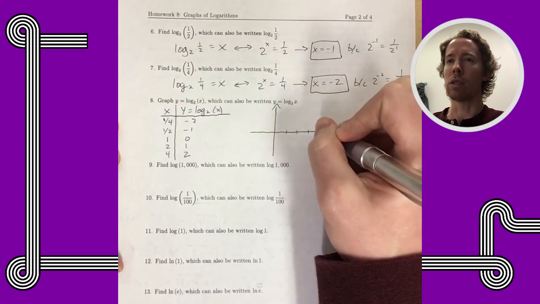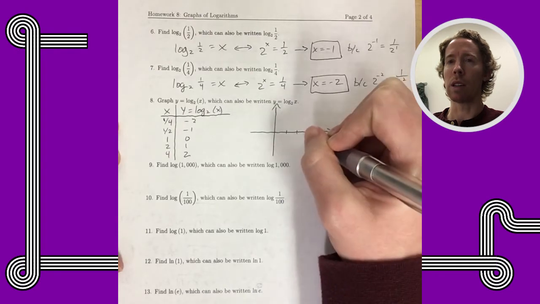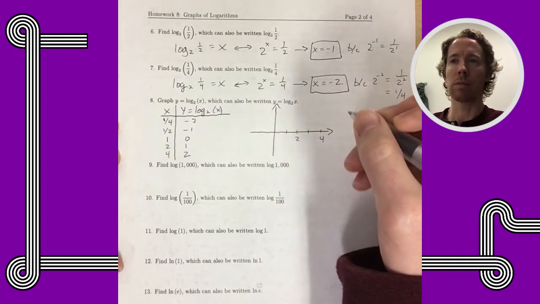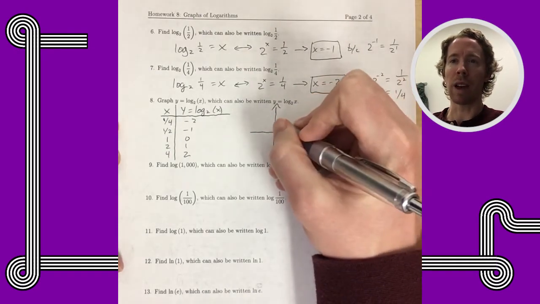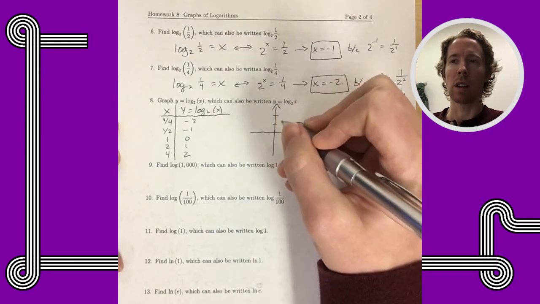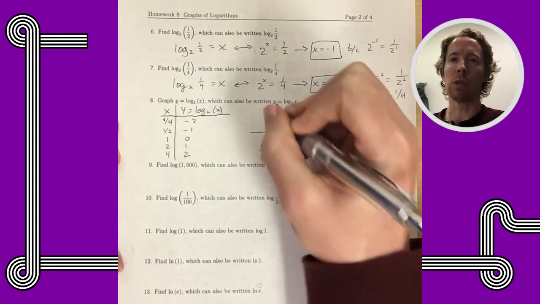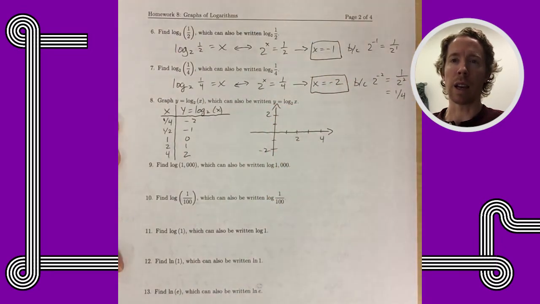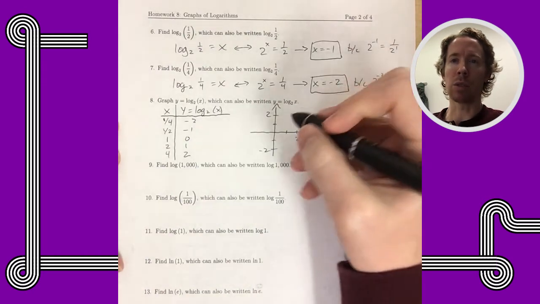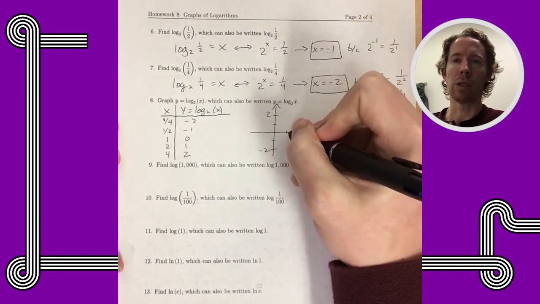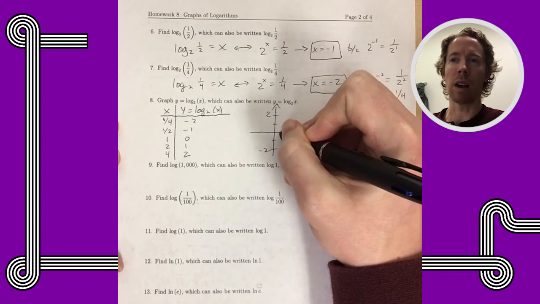If you've got 2 raised to a power equals a negative number, so in other words, if x is negative and y equals log base 2 of x, then what you're saying is what power can you raise 2 by to get out this negative number? And the answer to that is that there's no solution. You can never raise 2 to any number and get out a negative value.